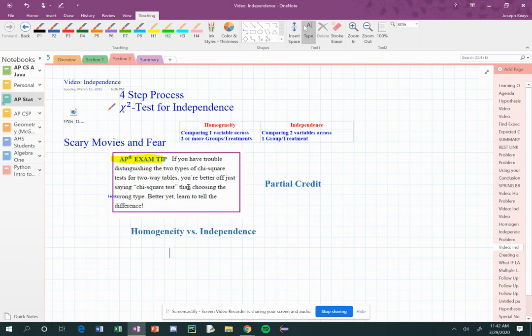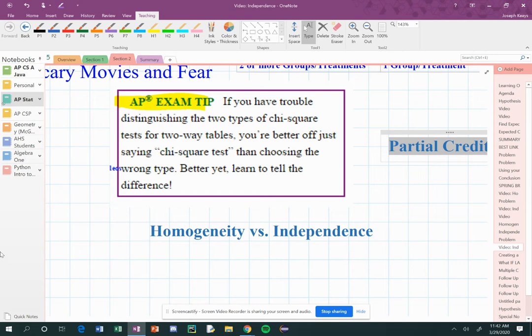This one is something that I referred to earlier. We don't want partial credit on our AP exams, so we want to make sure we list the official name of the test, meaning is it the chi-square test for homogeneity or the chi-square test for independence? If you're not quite sure for partial credit, they're saying you're just better off saying chi-square test. So they are implying here that if you get it wrong, you're going to get no credit. So if you're not quite sure, just use the generic chi-square test when you're listing it in the 4-step process.